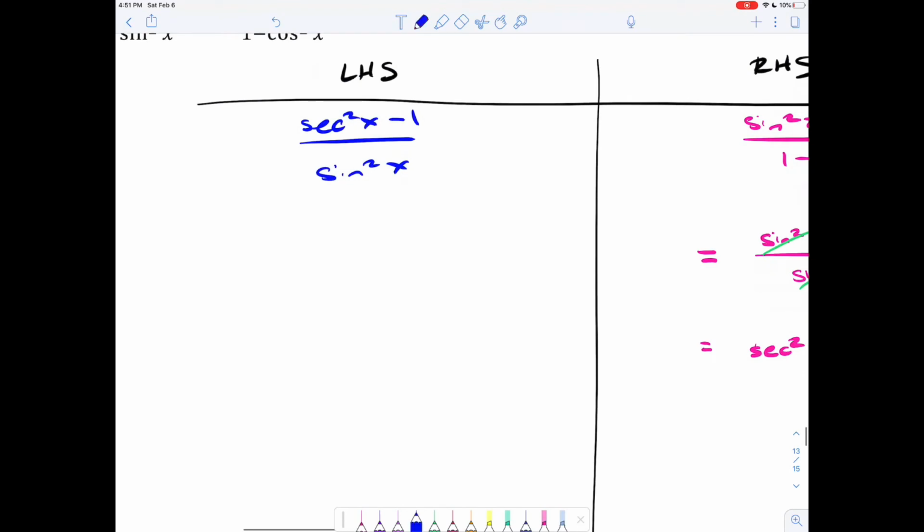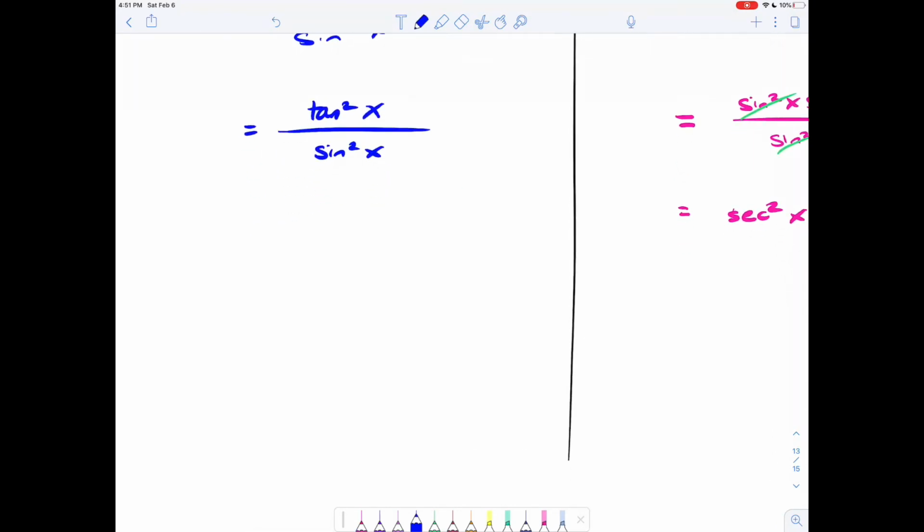Over on this side, what can I do? Well, we've got sec squared x minus 1. I could probably do something with that. I might need to refer to a formula sheet. I think that secant relates with tan, and I'm pretty sure that sec squared x minus 1 is tan squared x. If I'm wrong, I'll know pretty quick, because this will just become a mess. Well, it looks like it's becoming simpler. Tan squared x is sine squared x all over cos squared x.